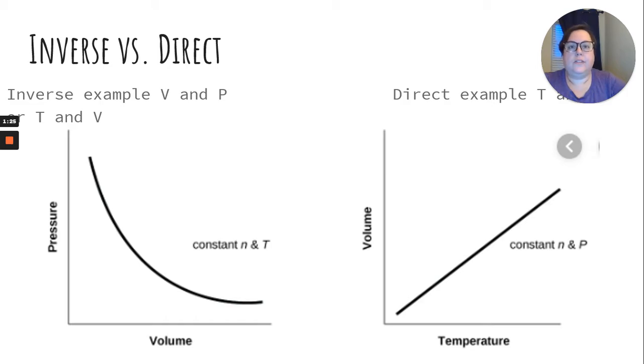Then you can talk about inverse versus direct. If you are graphing and you come up with a curve, that's an inverse relationship. If it's a straight line, then it's a direct relationship. You could look at the slope. If it's a negative, you could talk about how they're inversely related.